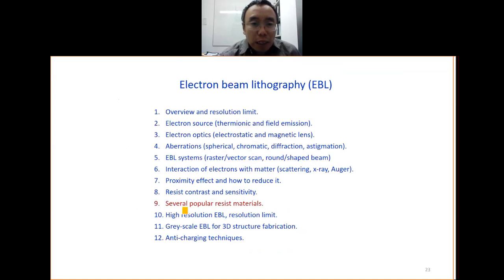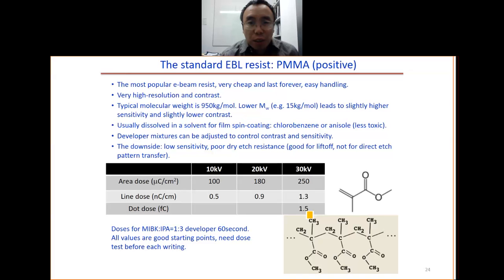So now let's look at several popular resist materials. The first one we should look at is PMMA. This is the chemical structure of PMMA. It is polymethyl methacrylate. This one was discovered in 1968. And even today, for beginners, people still use PMMA as the resist. So why do people use this one? Because it is very cheap.